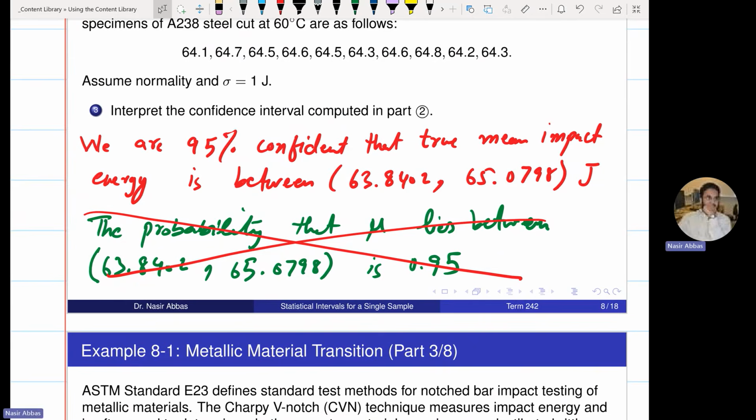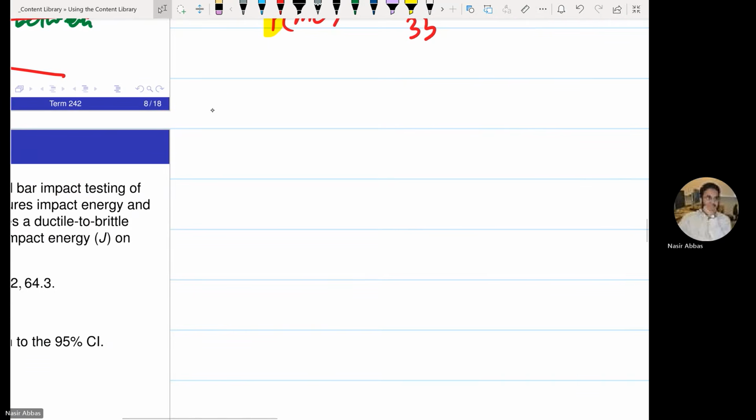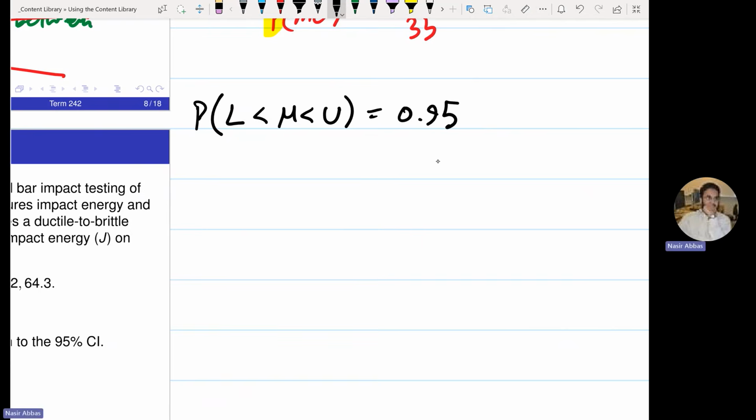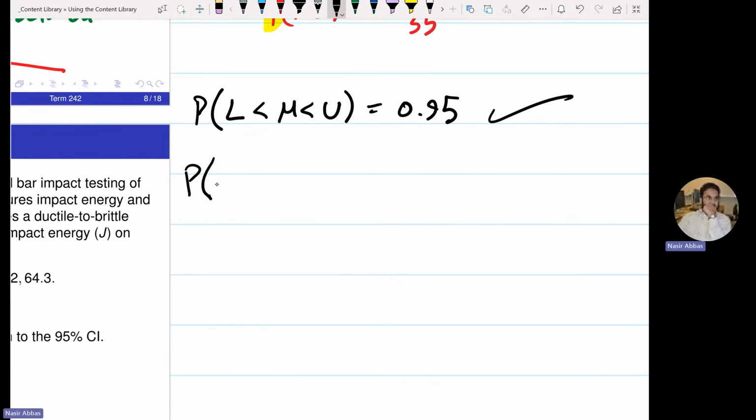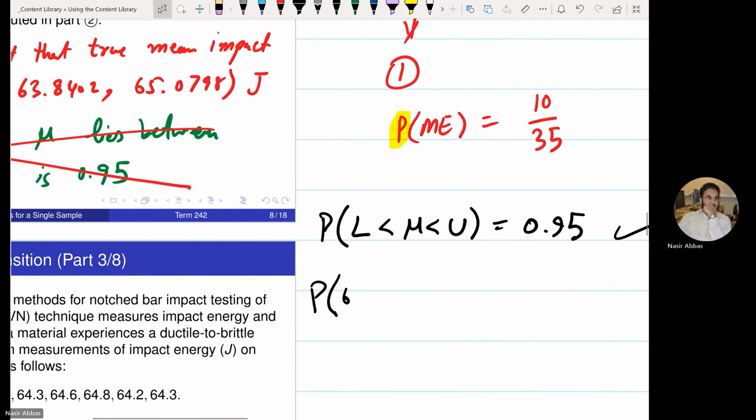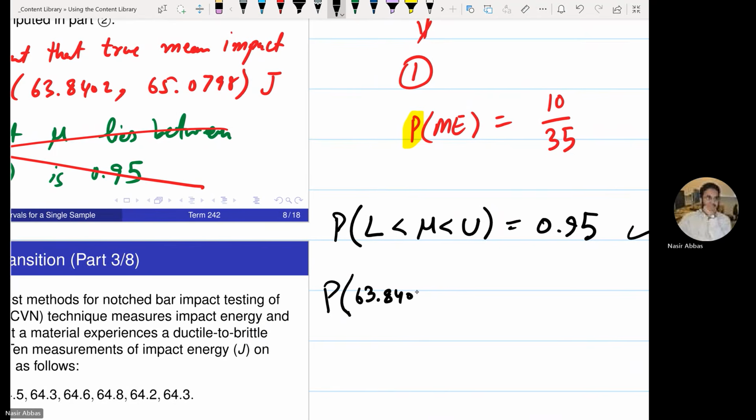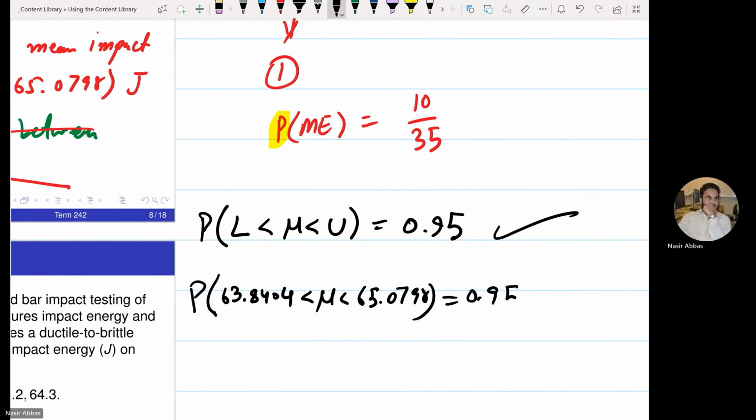So in a sense, what I'm saying is probability, this is okay, but this is not okay. After plugging in the values and getting a fixed, constant value, this is not okay.